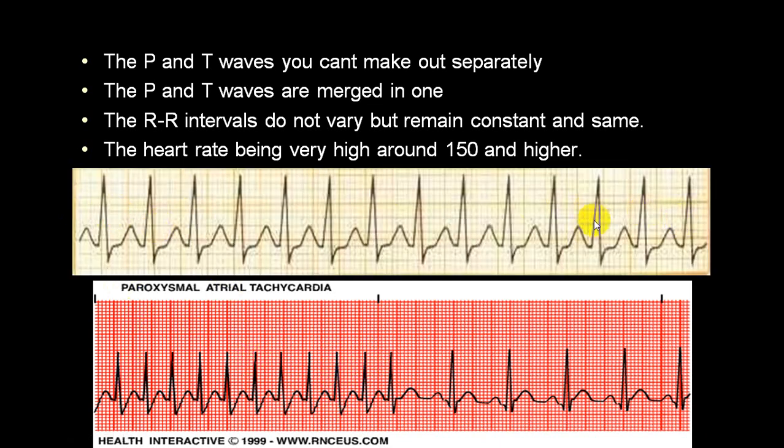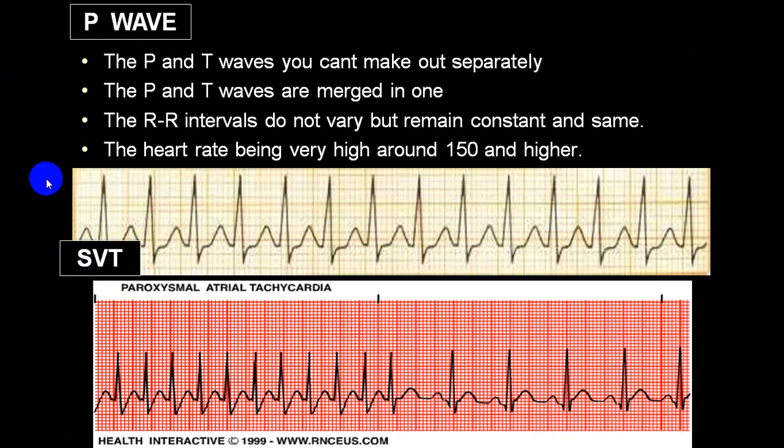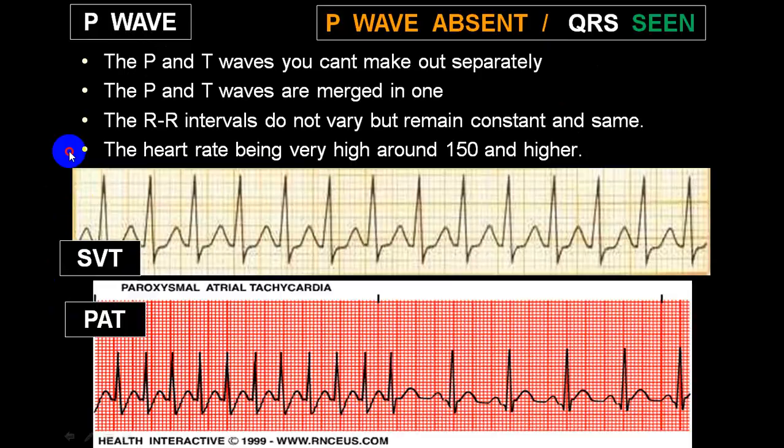Again you can see this, all are the same, the RR interval is the same. This is supraventricular tachycardia, having a rate of more than 150 per minute, and the QRS complex is normal. I can't make out where the P wave is. So this is supraventricular tachycardia. And this is paroxysmal atrial tachycardia, or we can call that paroxysmal supraventricular tachycardia.